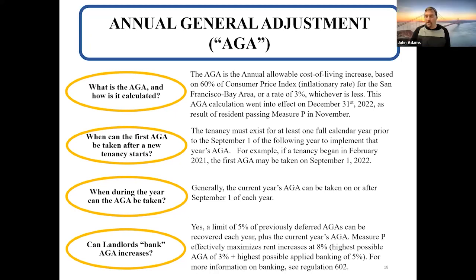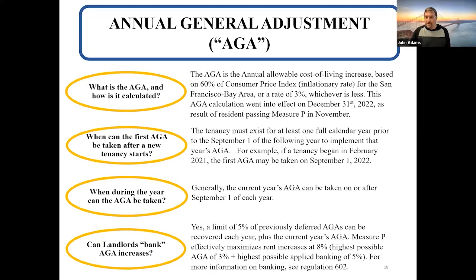There is the bank, so only 5% of a bank may be applied in a one-year period. Solamente 5% de algo que fue banqueado o puesto en el banco, solo 5% de eso se puede aplicar en un año. So if we use this year as a simple example, this year's annual general adjustment or allowable rent increase is 3%. Por ejemplo, si usamos la cantidad de este año, la cantidad que es del ajustamiento general anual es 3%.